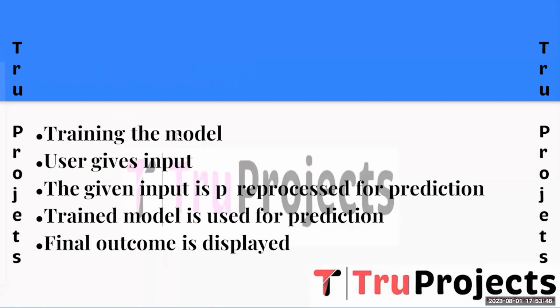And the next step is training the model. The algorithms are trained using the pre-processed data to learn the underlying patterns and the relationship between the features and the target variable. And the next step is the user gives the input.